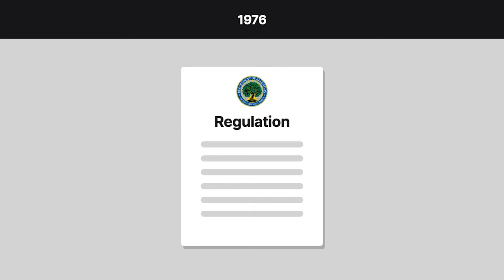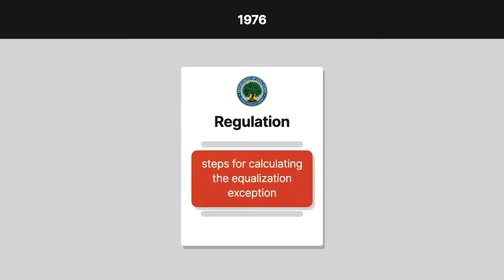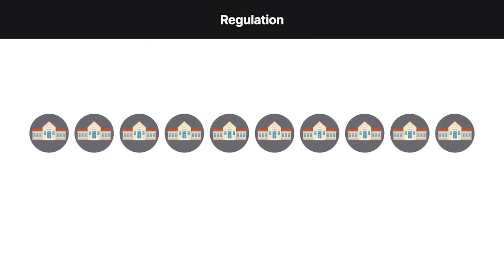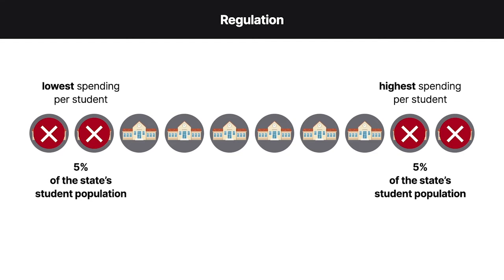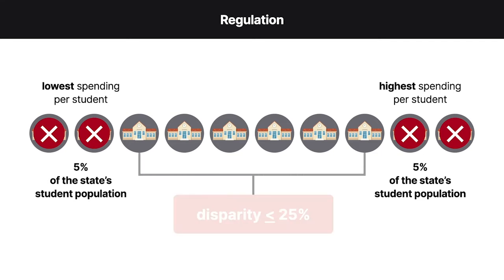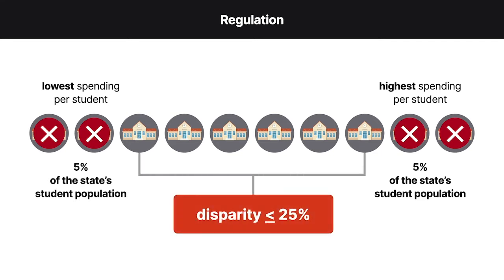In 1976, the department created a regulation that provides steps for calculating the equalization exception. This regulation applies the statute's disregard instruction by ranking school districts from highest to lowest spending per student and then eliminating the districts that cumulatively make up 5% of the state's student population at each end of the list. Then the department compares the remaining districts' expenditures to measure disparity.